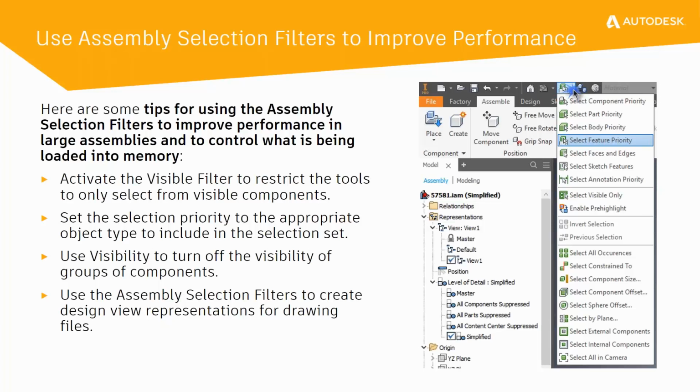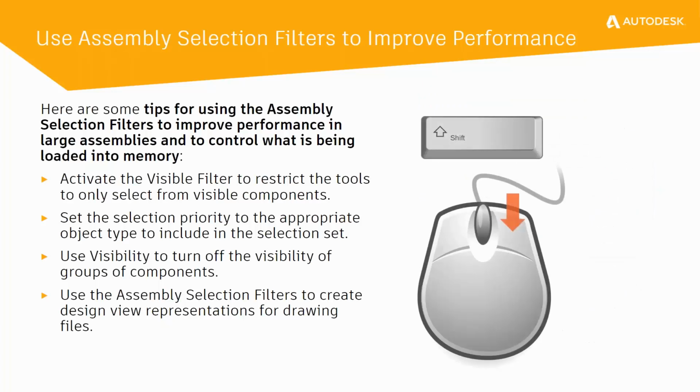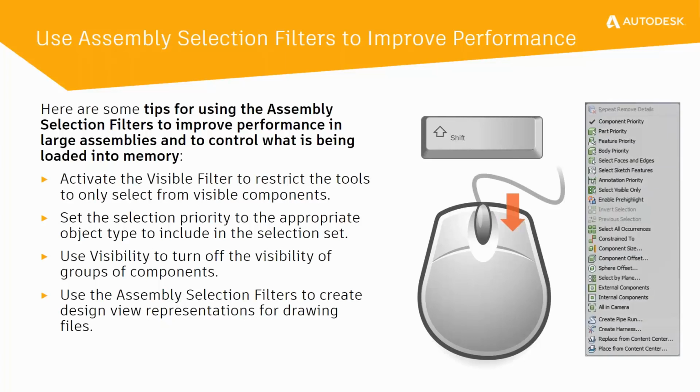There's also a shortcut for finding the selection filters, which is to hold down your Shift key and then right-click on your mouse, and this will bring up the selection filters in the graphics window. So hold the Shift key, press the right mouse button, and this should bring up a palette of selection filters that you see here on the screen.